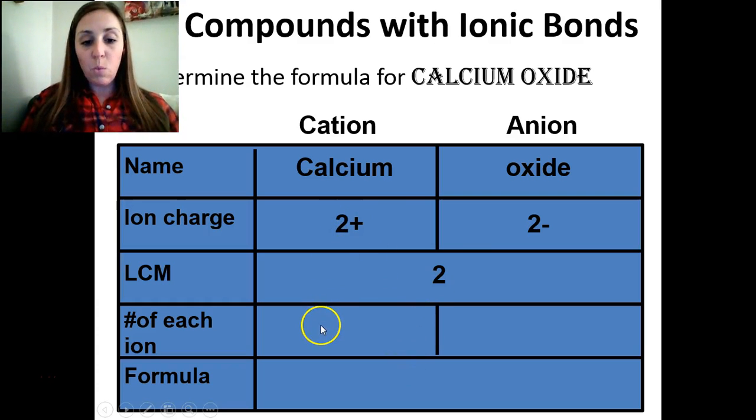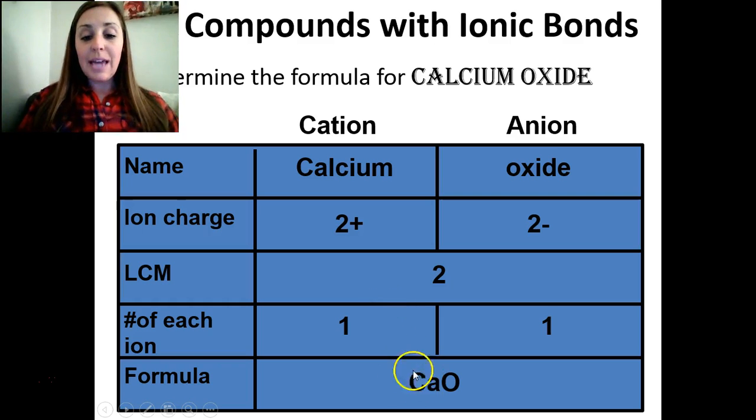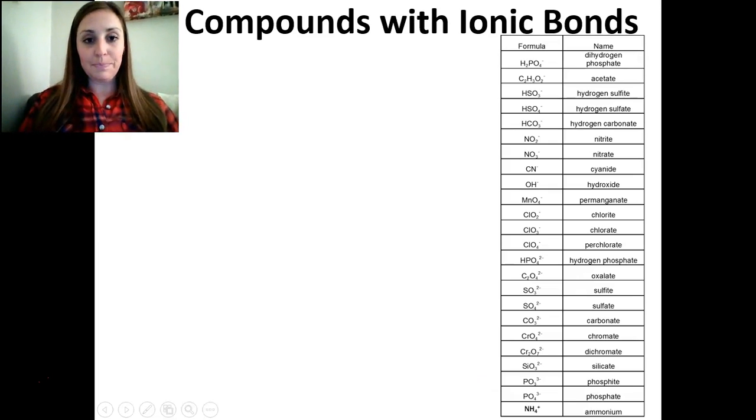So 2 times what gives me 2? 1. 2 times what gives you 2? 1. So these are your number of ions. So Ca1O1, you don't write the ones, so just CaO. Notice calcium has a 2 plus and oxygen has a 2 minus, and those 2 things cancel each other out, so you have an overall neutral compound.